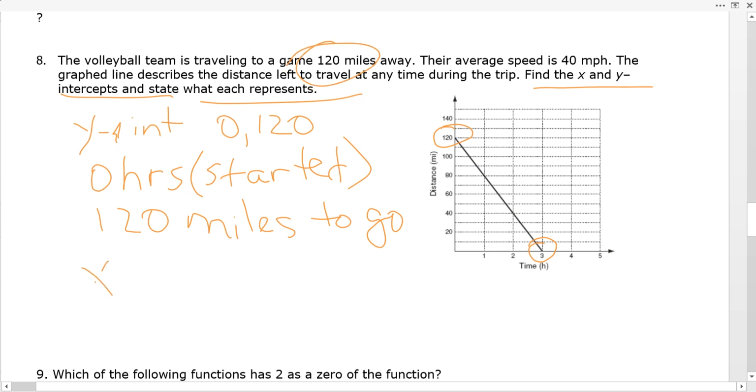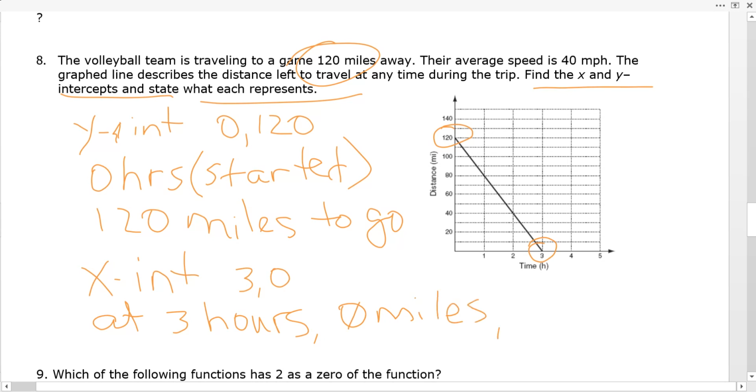Okay, for my x-intercept, it's going to be 3, 0, which means at 3 hours, they had 0 miles. They had arrived at their destination.